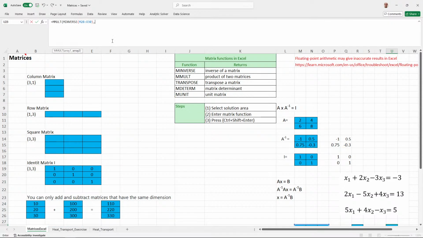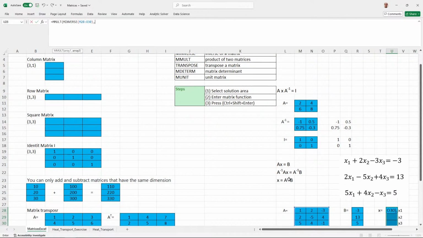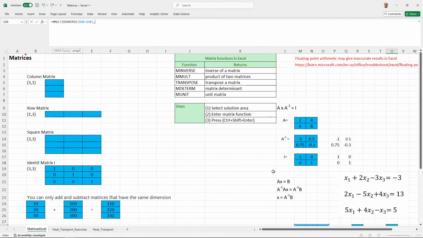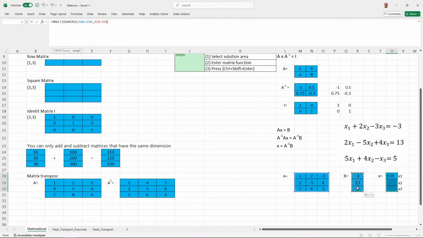And then my second matrix, because this is multiplication. Remember, you multiply the inverse of this matrix times this one. So that would be times this guy. That's the second one you select. Then you close and then Control Shift Enter. If I did this, then I found the solution, and that's the correct solution.